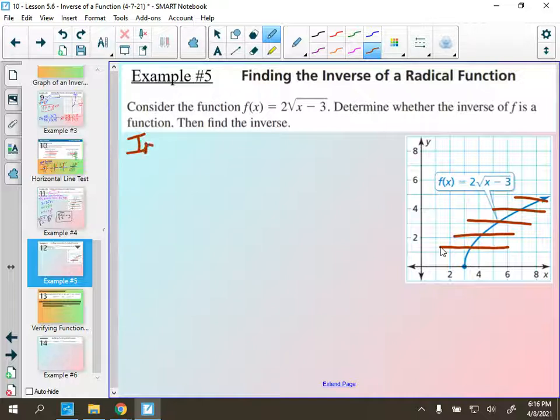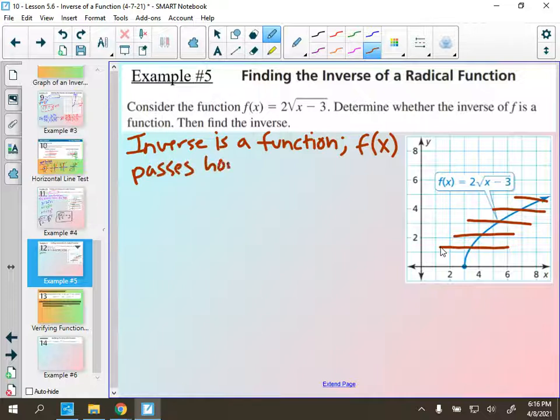Inverse, we'll write it out. Why not? Inverse is a function. f of x passes horizontal line test. All right.